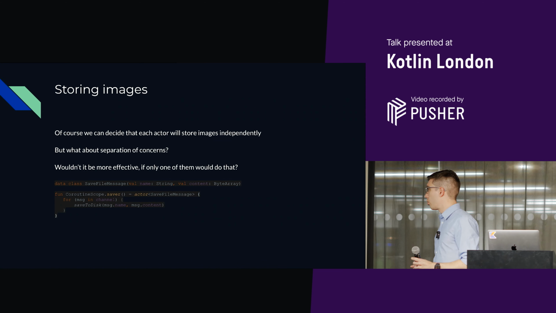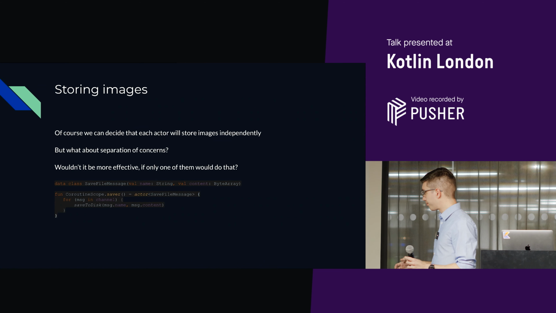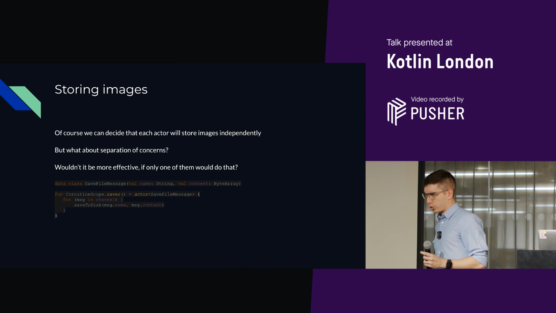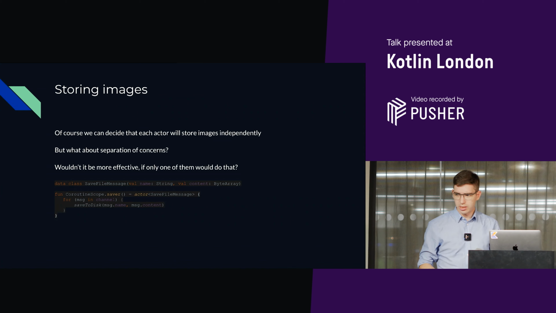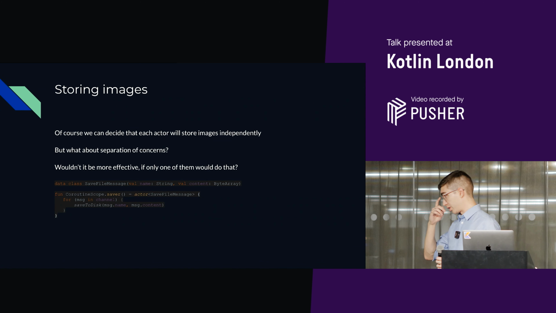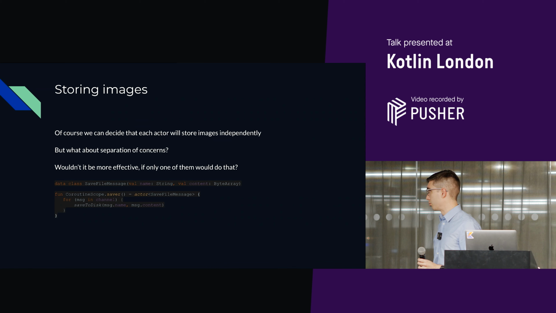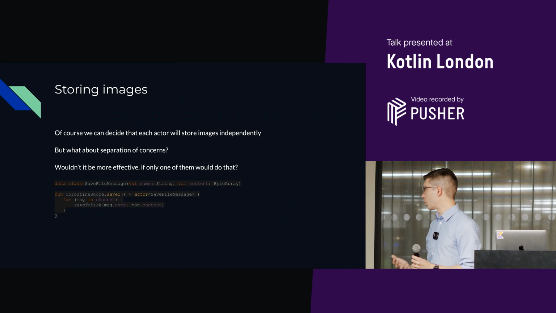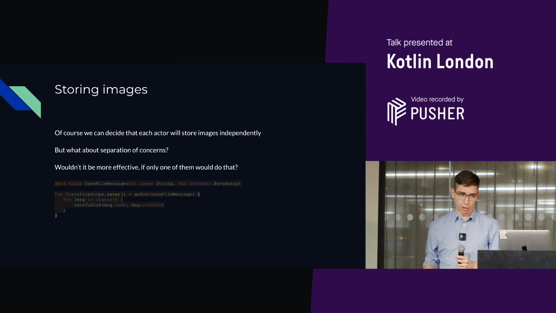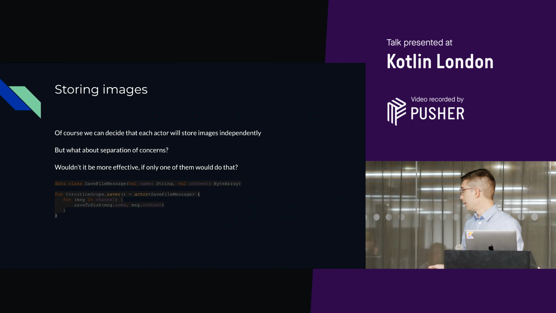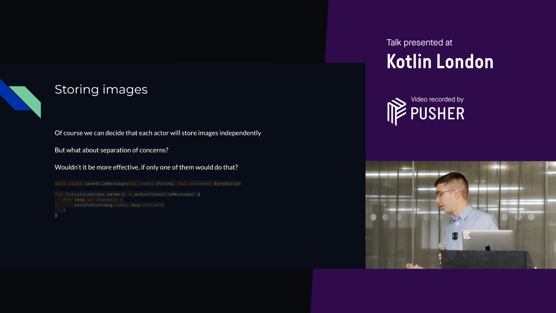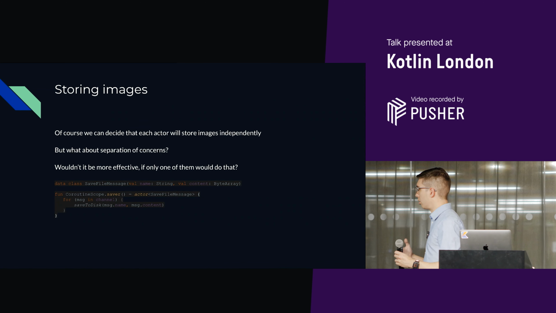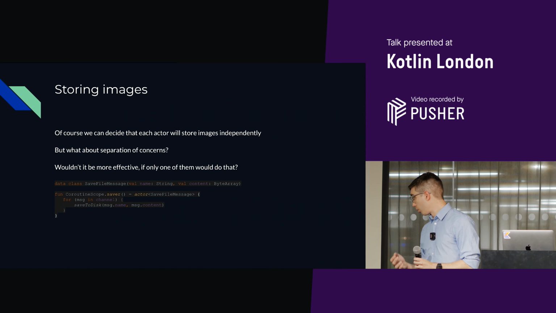We're continuing. So we got those links. We download the images. And now we need to store them to disk. Of course, we can decide that each of our downloaders can also write to disk. Technically, it's possible, but it's not really clean code. It's not a good separation of concerns. So it would be more effective if only one or only a few of them would write to disk.